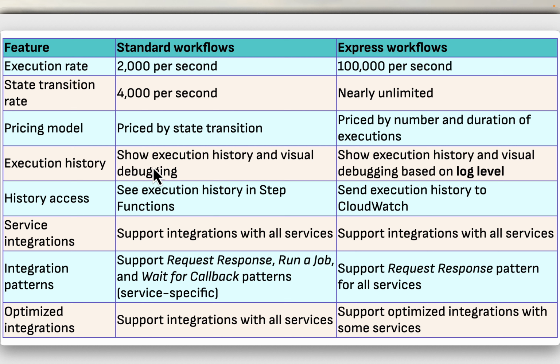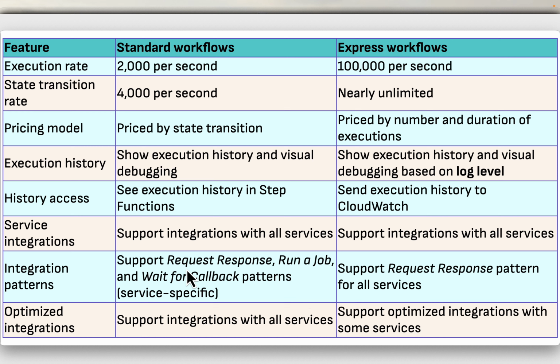Execution history: standard shows execution history and visual debugging, while express offers execution history and visual debugging based on the log level. History access: for standard, you can see execution history in Step Functions. For Express, you have to send execution history to CloudWatch. Service integration: both support integration with all AWS services.